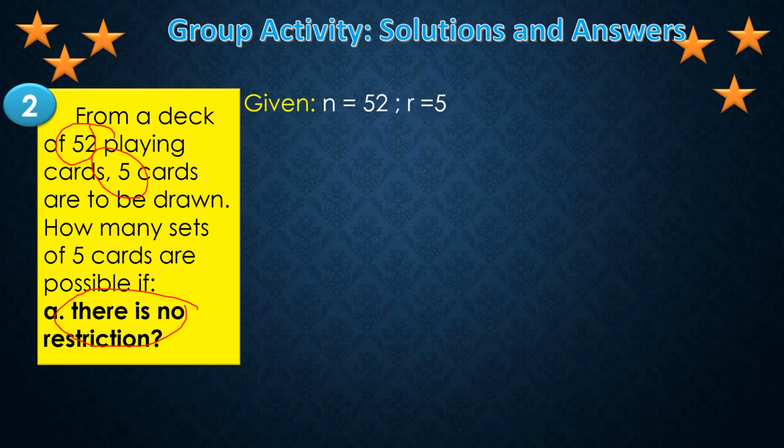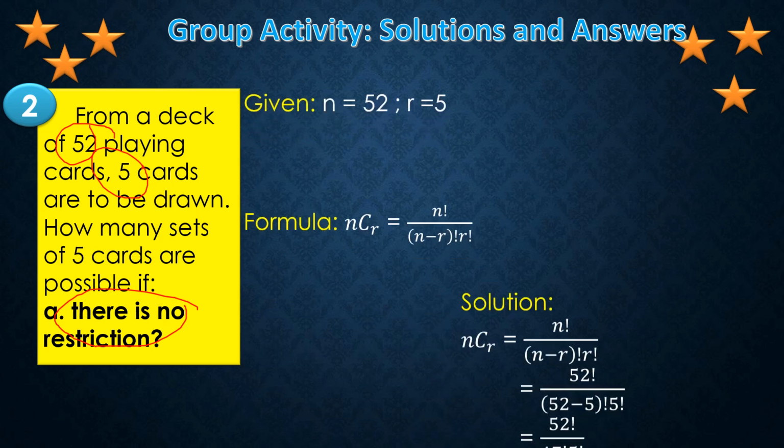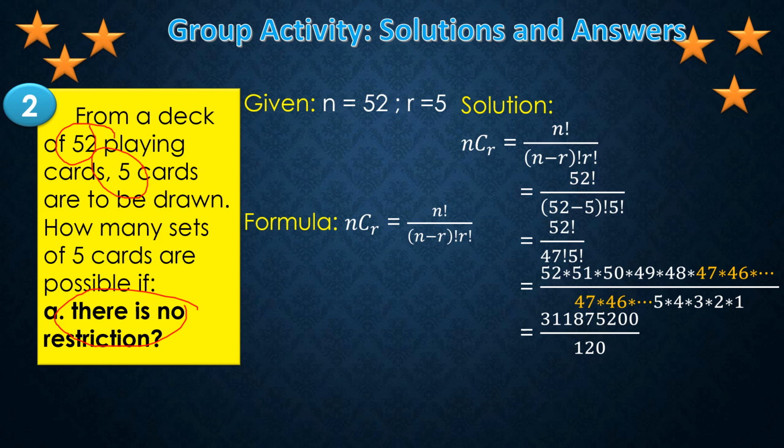So n is 52, r is 5, and here's the solution on your screen. As you can see in our solution part, 47 in orange down to 1, we cancel directly to the denominator, 47 down to 1, to simplify the value. Okay? Because sometimes the calculator can't handle factorial notation with larger values.